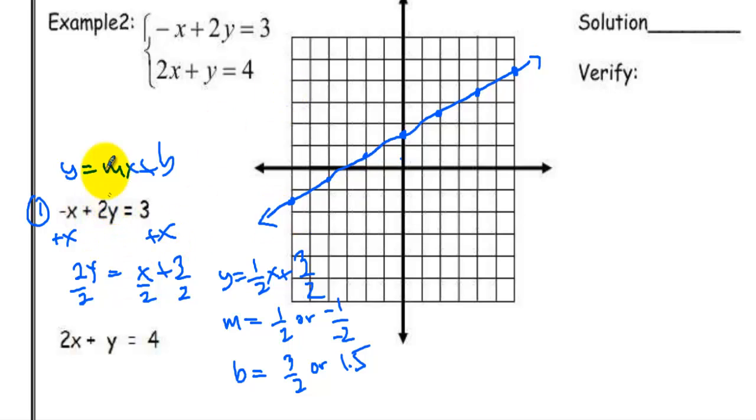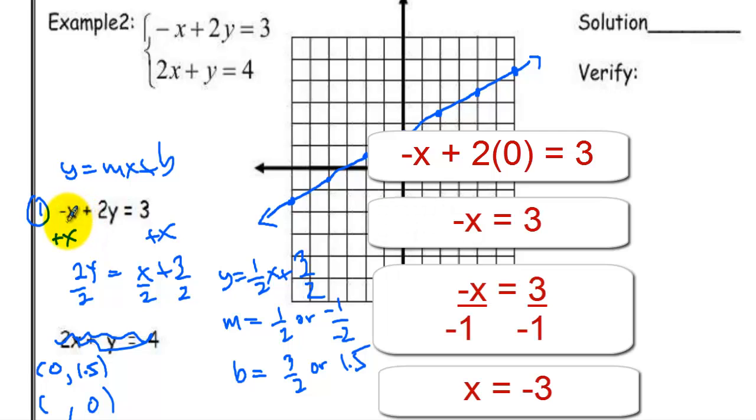Of course, if we have standard form, we can also use intercepts. So how do we graph using intercepts? If x is equal to 0, divide both sides by 2, your y is equal to 1.5. Then if y is 0, x will equal -3.